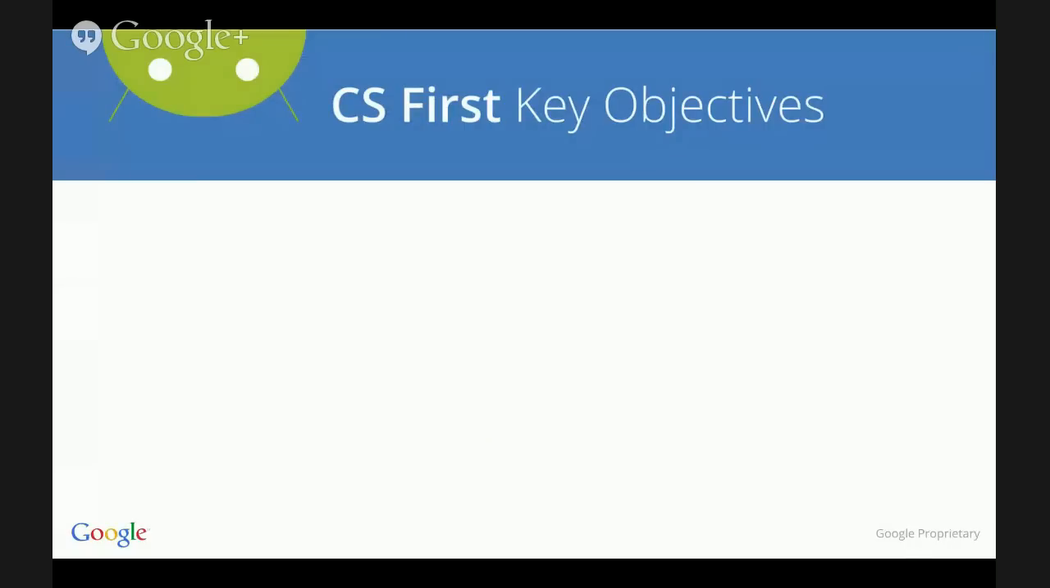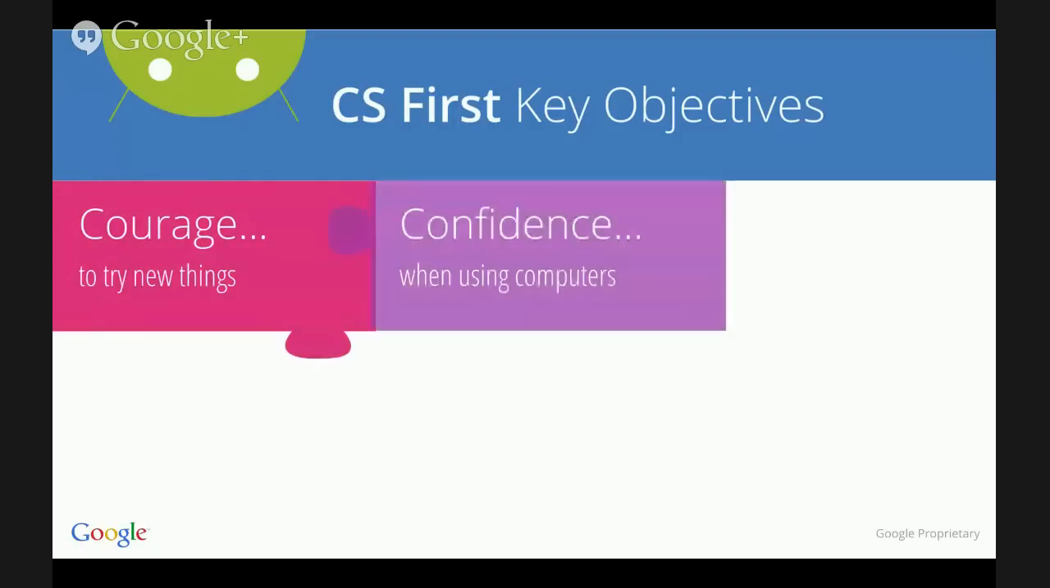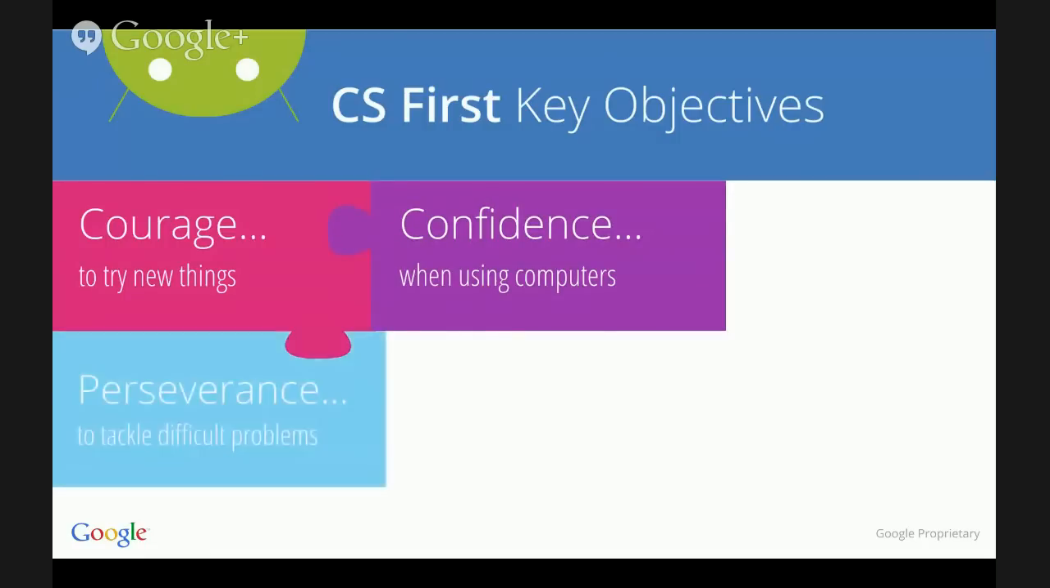When we were developing this curriculum, we had several key objectives. We wanted students to have courage to try new things. We wanted students to have confidence when using computers. That's really important, having a lot of confidence. We wanted students to have perseverance to tackle difficult problems. You may have experienced a difficult problem in the past. We don't want our students to just give up or say, "I can't do it." We want them to really, really try and tackle these problems head on.